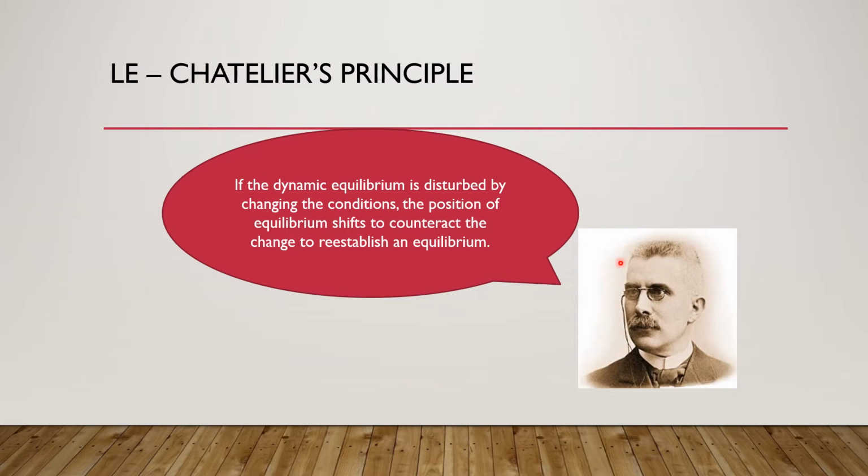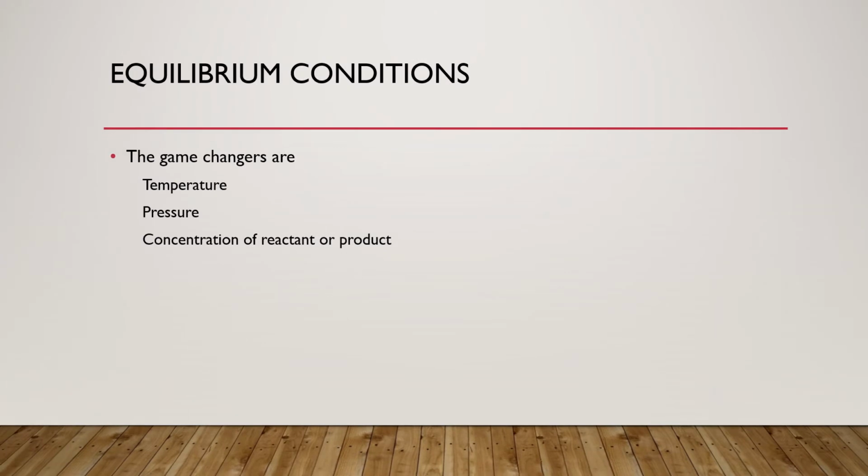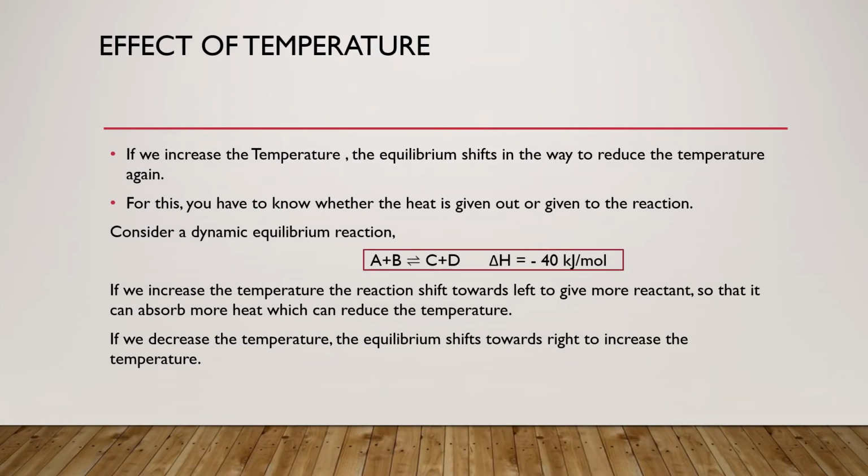The main game changers of equilibrium are temperature, pressure and concentration of reactant or product. Let's go into detail one by one. First one is temperature. If we increase the temperature, the equilibrium shifts in a way to reduce the temperature again. It wants to maintain the equilibrium, so it shifts in a way to reduce the temperature.